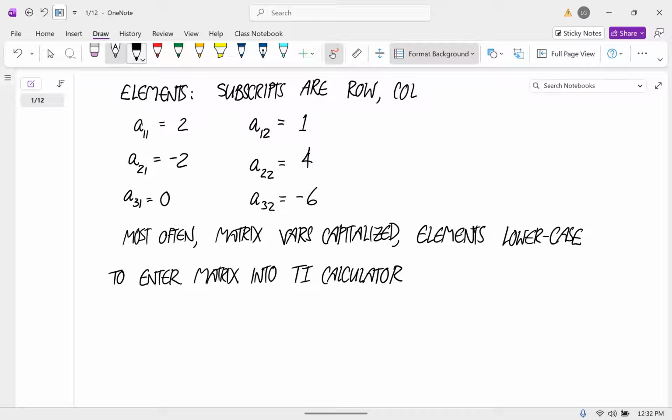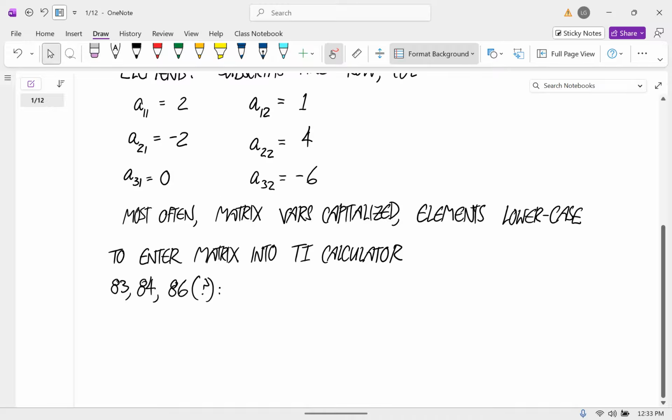So, okay, if you're using a TI-84 or 80, well, let me do it in order. If you're using an 83 or an 84, or I think an 86, to enter a matrix, you have to go to the matrix environment. I think that's usually a second function on the math button. And then you go to edit, and it'll let you enter this matrix value by value.